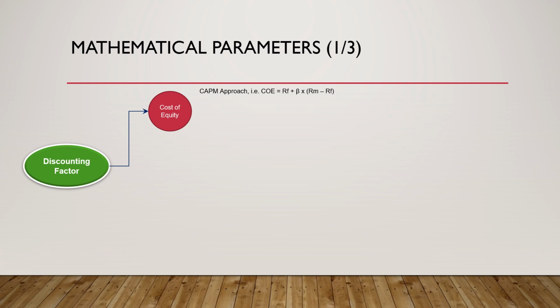And in order to calculate the cost of equity, we usually deploy what is known as the capital asset pricing model, which says that the cost of equity, or COE, will be the risk-free return, or RF, plus beta times the difference between the market rate of return, or RM, and the risk-free return.